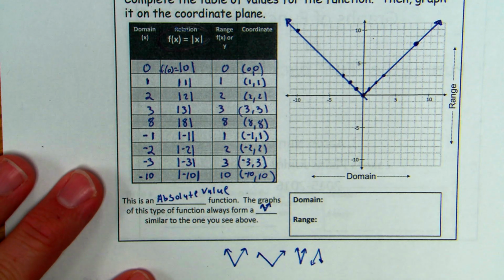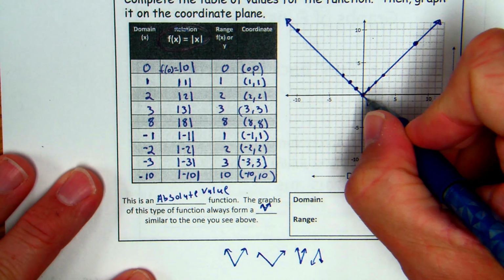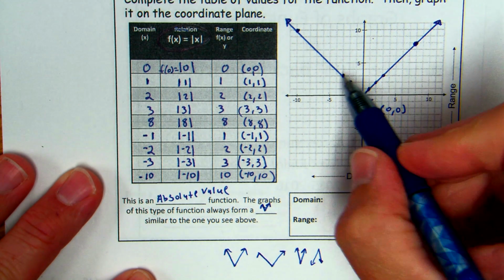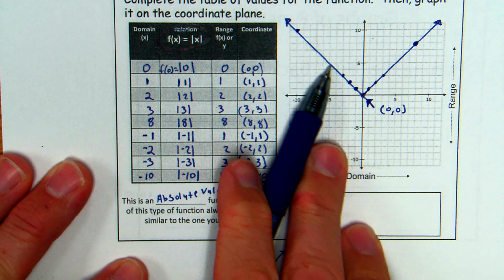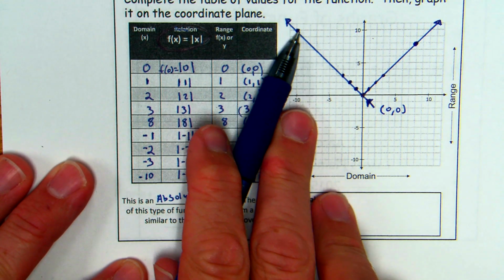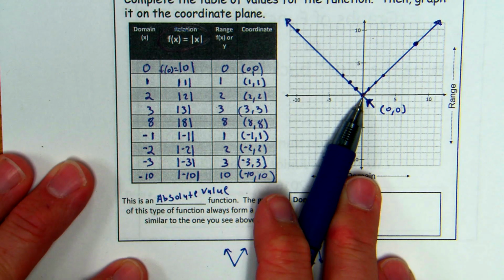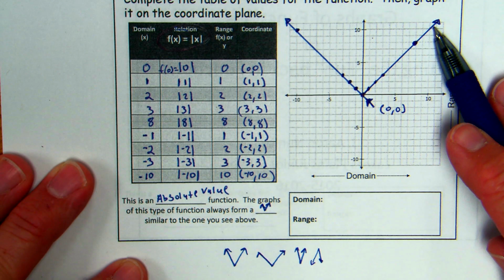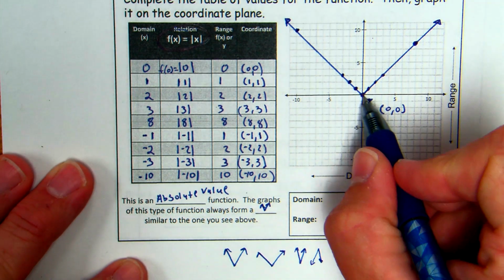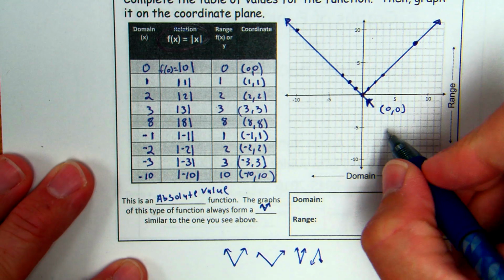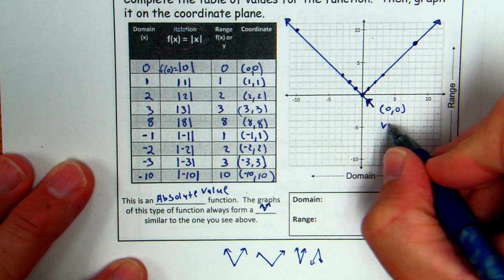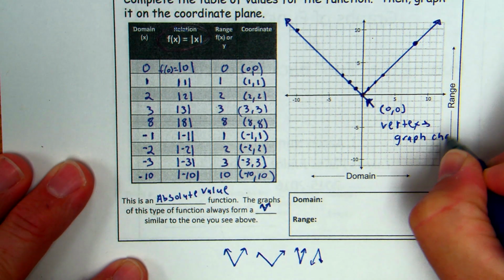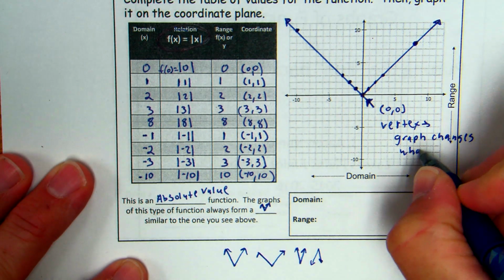A couple things I want to make mention of. This point right here, the point 0, 0, is the point where our graph changes what direction it's moving. As I read from left to right, I'm coming down, down, down, down, down, until I hit the point 0, 0. At the point 0, 0, the graph turns and starts coming back up. Because this is where my graph changes its direction or changes what it's doing, this is known as a vertex. A vertex. It's where the graph changes what it's doing.